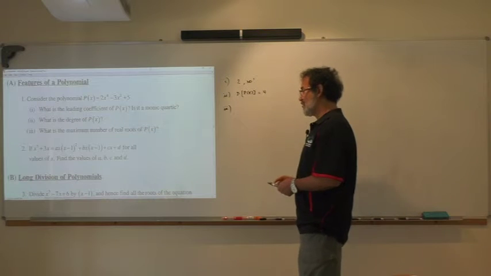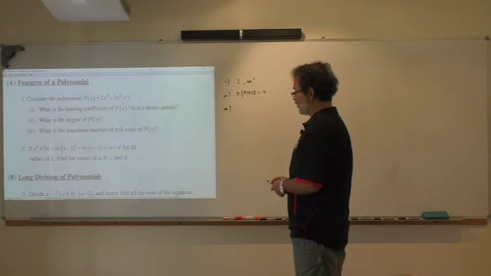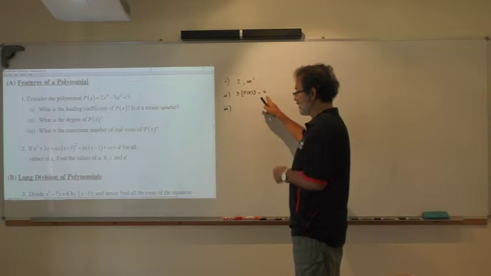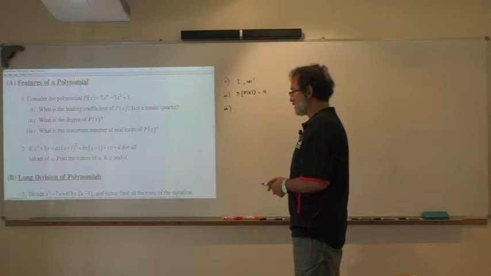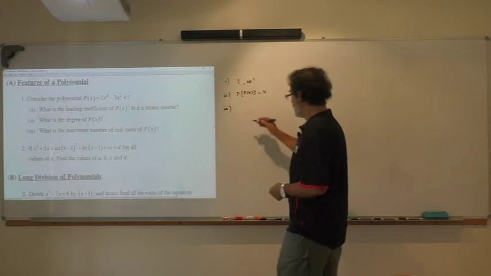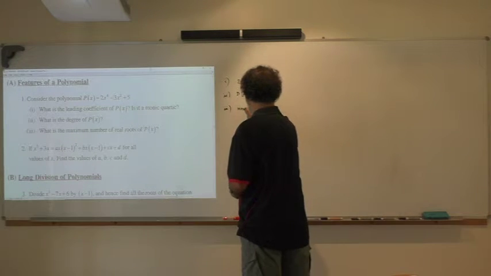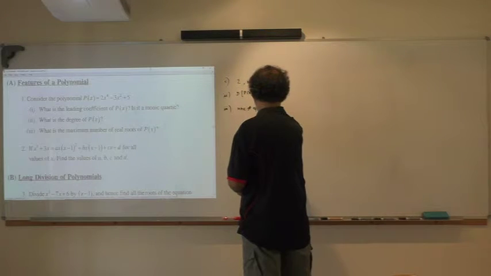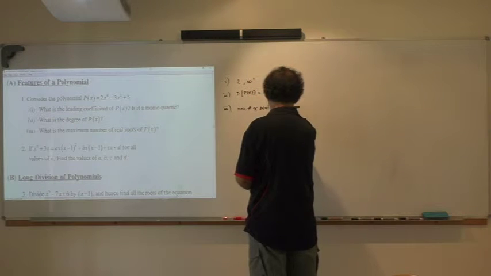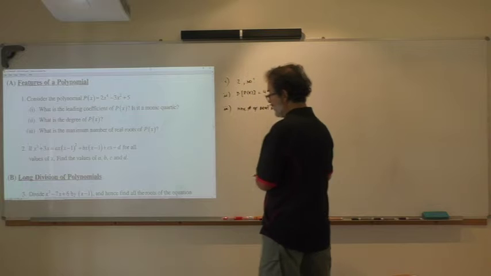And then the third question is, what is the maximum number of real roots of this polynomial? Well, the answer comes from the degree of this polynomial. Because the degree is 4, the maximum number of real roots that we can have is 4. So we're going to say the maximum number of real roots is equal to 4. That's it.